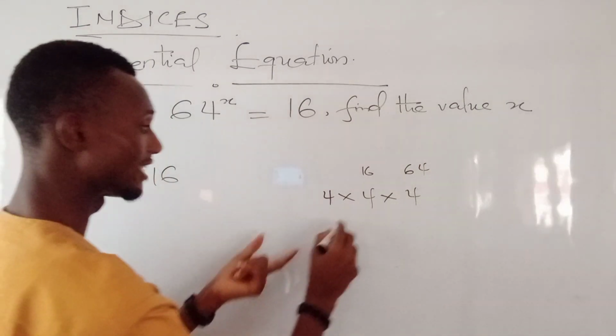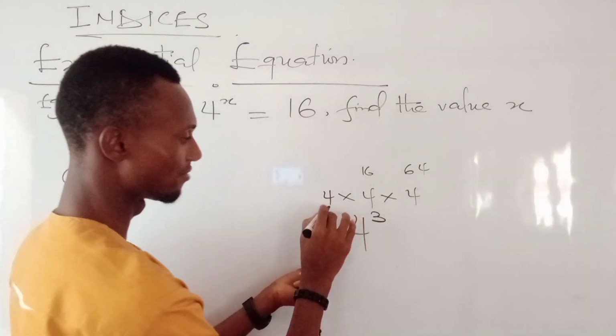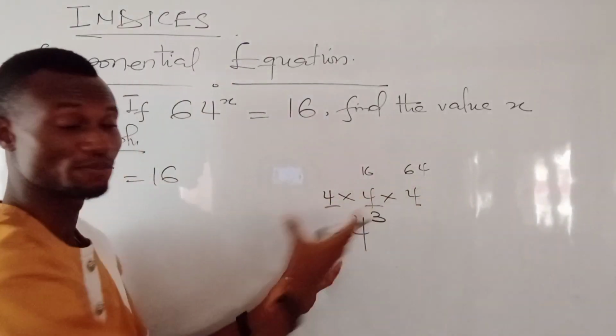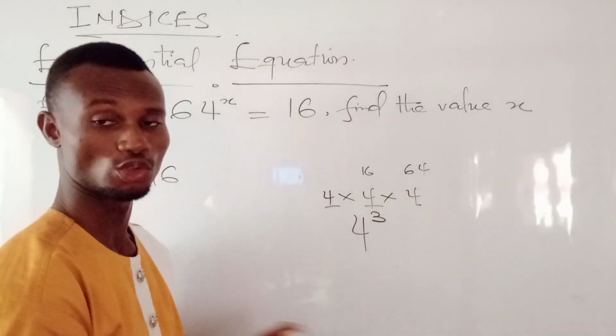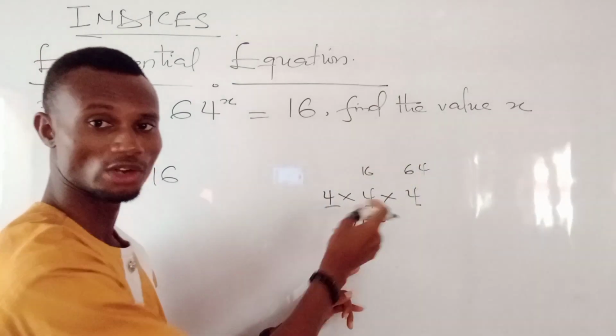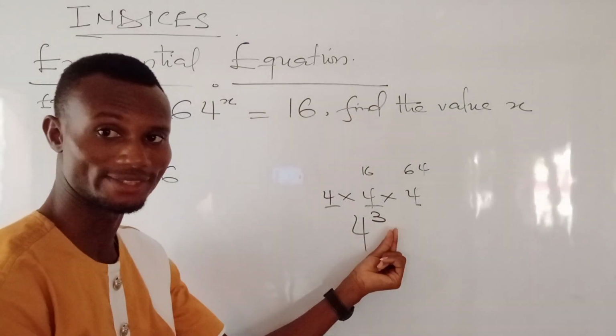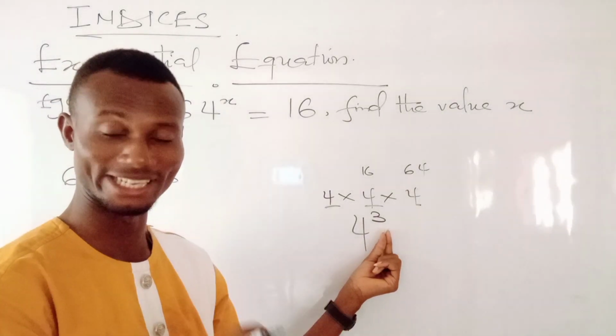So it means that 4 to the power 3 gives 64, because you have 4 multiplying itself 3 times to give 64. So 64 can be written as 4 to the power 3. So in place of this 64, I'll write 4 to the power 3. I hope the explanation is clear enough.